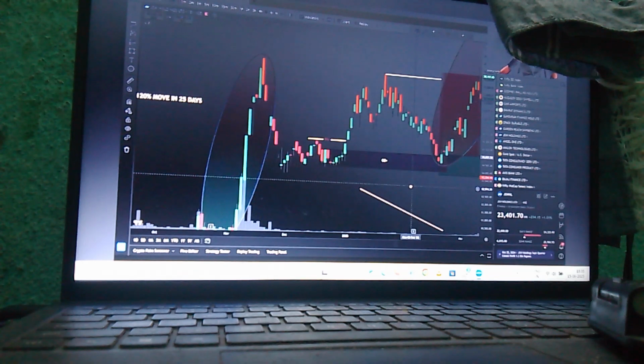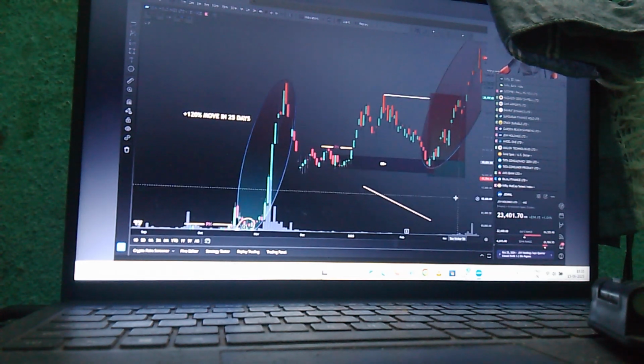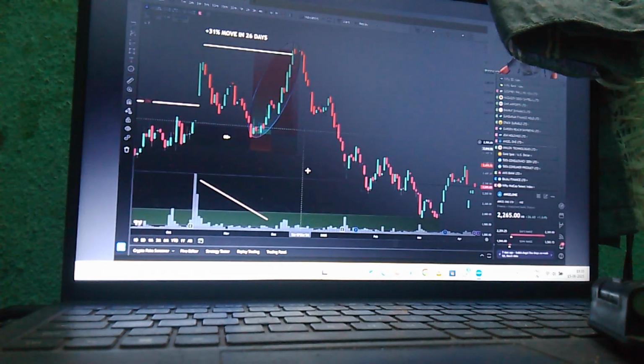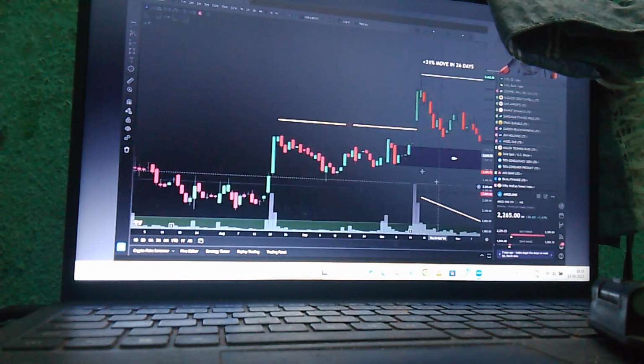The price comes here, and then just look at this. Just look at this. The price again moved 81% in 49 days, right? That's the power of institutional order flow trading. You can do this in Angel One, another example over here.